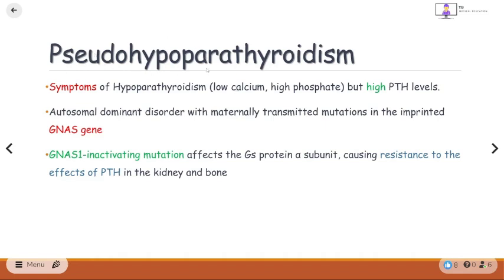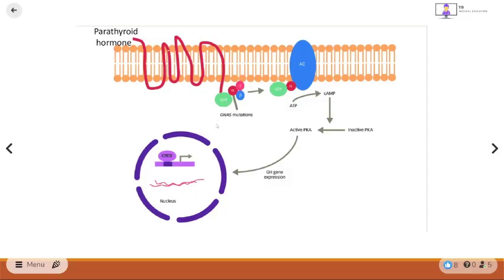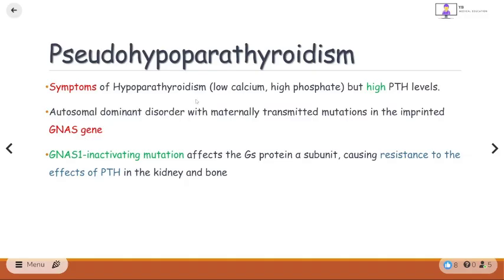What about pseudo-hypoparathyroidism? So pseudo means lying, right? It's lying hypoparathyroidism. So we see the symptoms. It looks like hypoparathyroidism, right? We see the patient. He has hypocalcemia, hyperphosphatemia, but the parathyroid levels are actually high, right? So he has low calcium and high phosphate, but there are high parathyroid hormone levels.